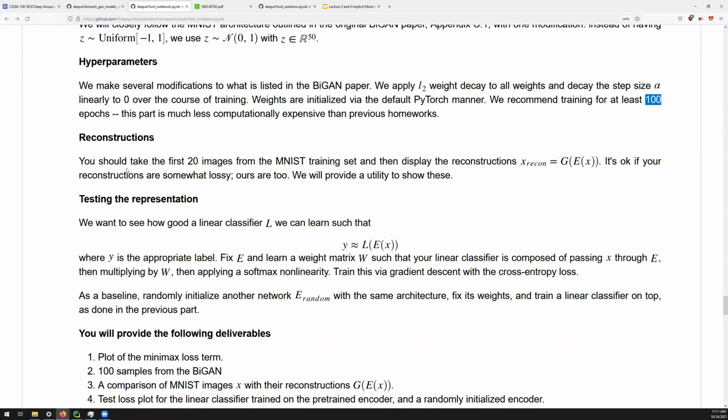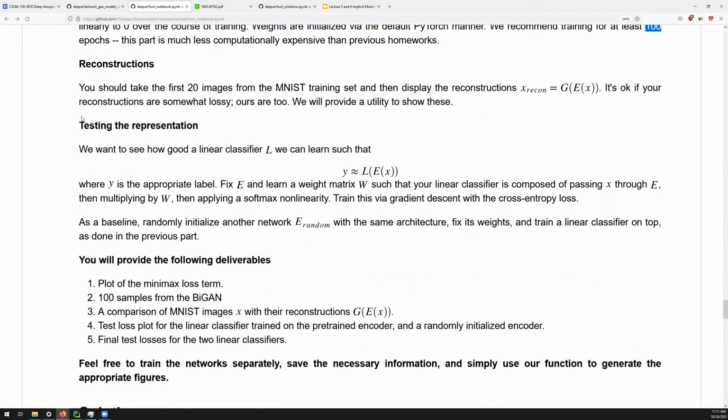Then we have some extra things to do, which are the outputs we need to produce. At least take the first 20 images from MNIST and display the reconstruction. We take the images, encode them into the latent space, and generate them back, reconstructing the 20 images. It's okay if your reconstructions are somewhat lossy, as long as the utility is there.